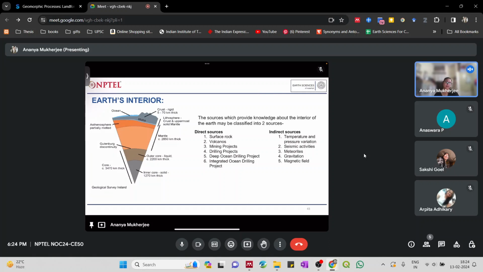And gravitation and magnetic field, they both serve as sources. If you study the gravitational field and the magnetic field of the earth, they can give you information about the layering structure of the earth's interior, and why the variations in the gravitational and magnetic field are happening, due to any of the processes, the layering effects, or the compositional variations that are there in the Earth's interior. Okay, so these are some of the ways that we can study and understand the Earth's interior.